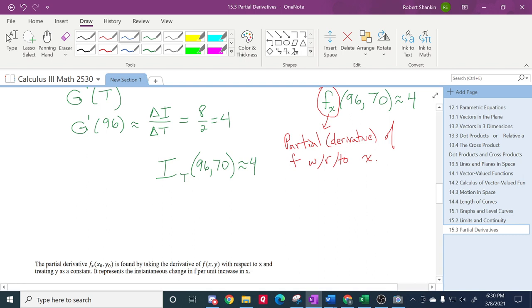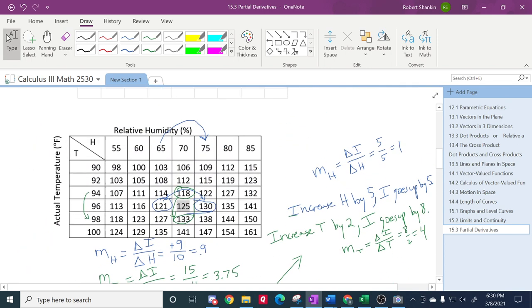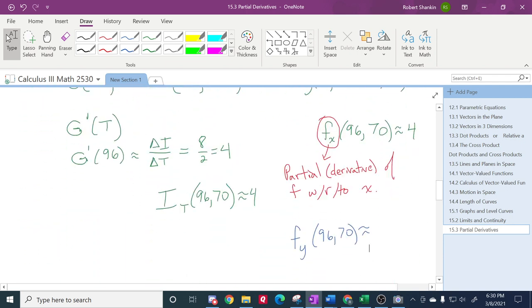Now if we go to blue, the partial of f with respect to y at 96, 70. Now that's the blue part, and that was approximately 1. And that could have been written in terms of I, with respect to humidity, evaluated at this particular point. We can't find the function in general because all we had was table values. We can only find it at points. Was approximately 1.